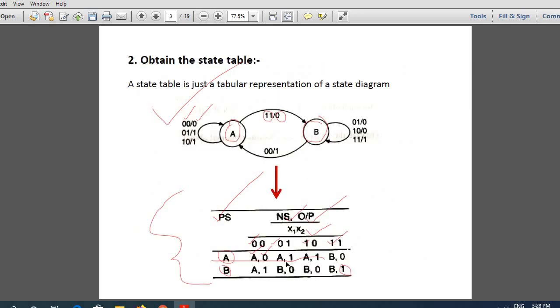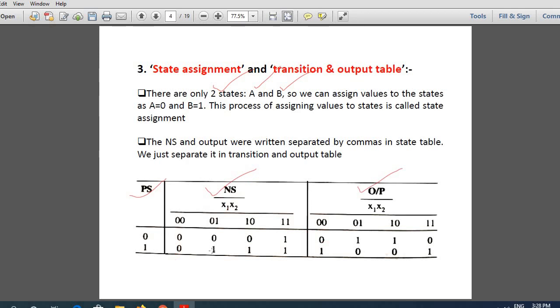Look here. So this one will be split into one more section. Present state and next state for different inputs will be here. Output for different states will be here. Okay. So A is 0, B is 1. So what will be the next state? A, B, A, B, B, B. Same. You are assigning values after that.